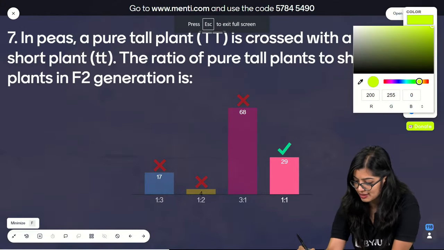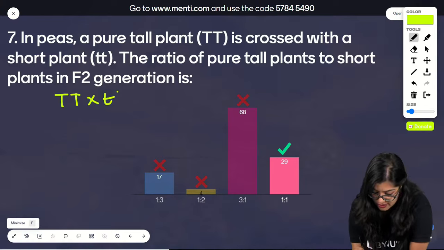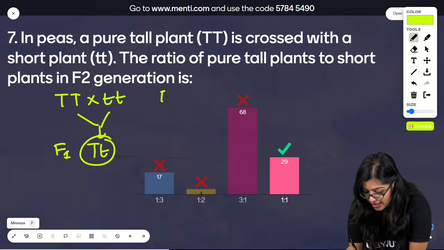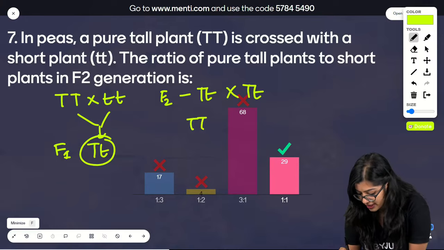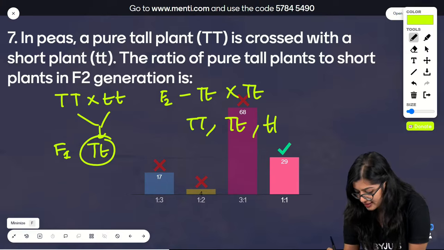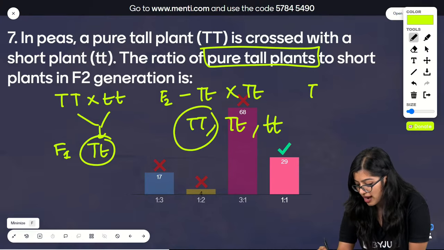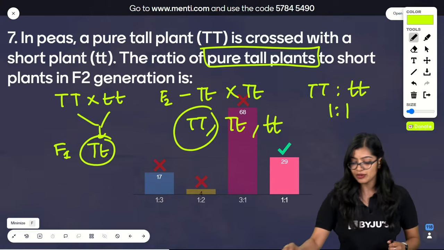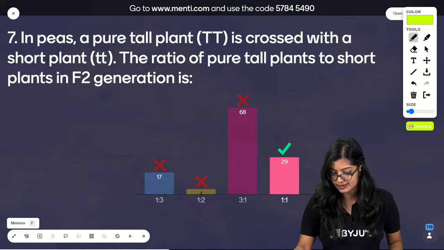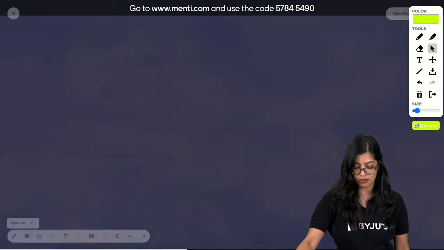Alright, now this is very simple. I know why you all got confused, but nonetheless, okay. So you had tall, tall crossed with short, short. What did you get at the end of it? You got this in your F1. Now in F2, what do you need to do? You cross this with this. So what will you get? You will get one tall, two of them which are like this, and you will get this. Now they are asking the ratio of pure tall plant. You have only one. So you have one capital T and one small t. Ratio is 1:1, right? So now I hope all of you are clear with this. Okay. Moving on to the next one. Yes, rapid fire, but I had to explain this.